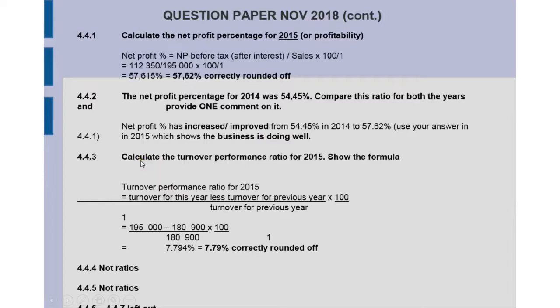The next question there, 4.4.3, they're asking you to calculate the turnover performance ratio for 2015. Again, you write down your formula: turnover for this year, less turnover for the previous year, divided by turnover for the previous year, multiplied by your 100 over 1. Get the correct figures from your income statement and round off your answer correctly.